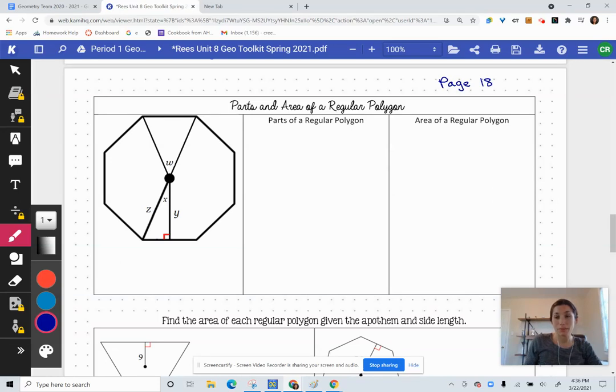All right, we are completing page 18 in your toolkit. First, we're going to look at the different parts of a regular polygon. So here in our diagram, first we will start with W.